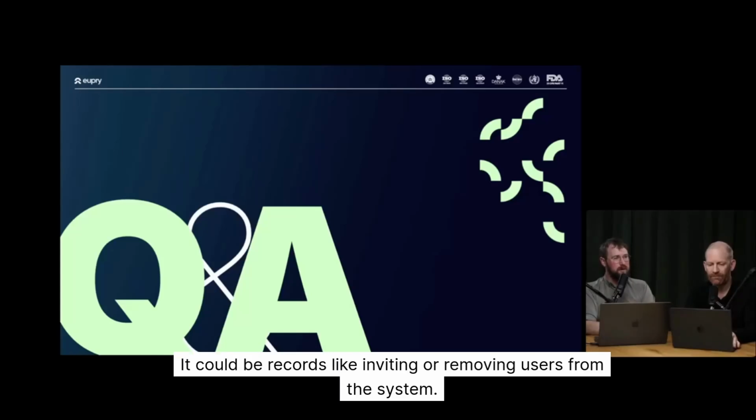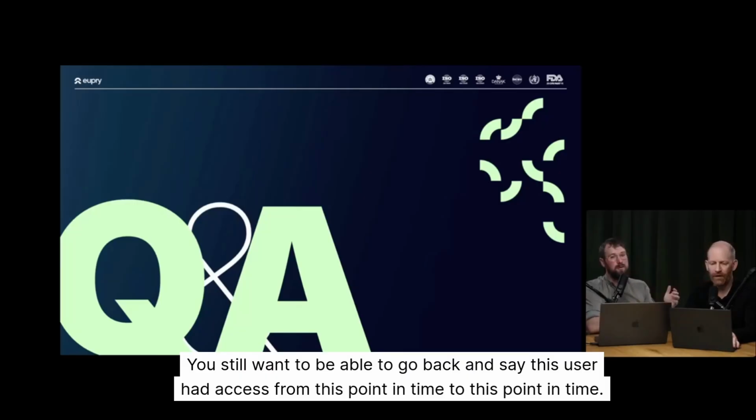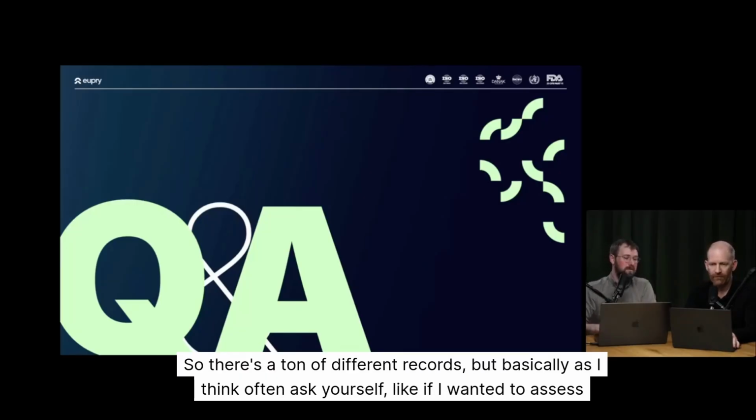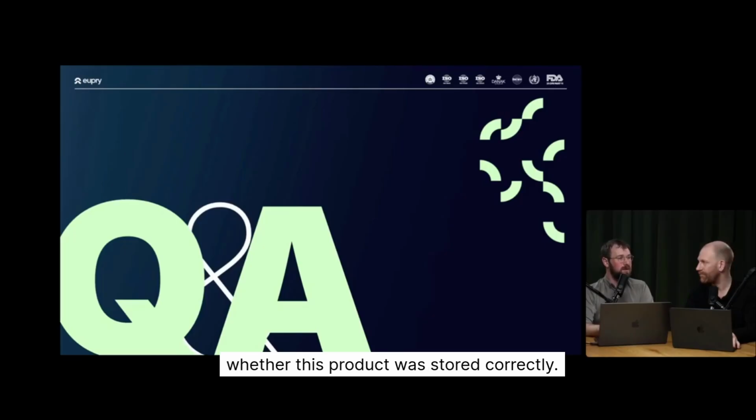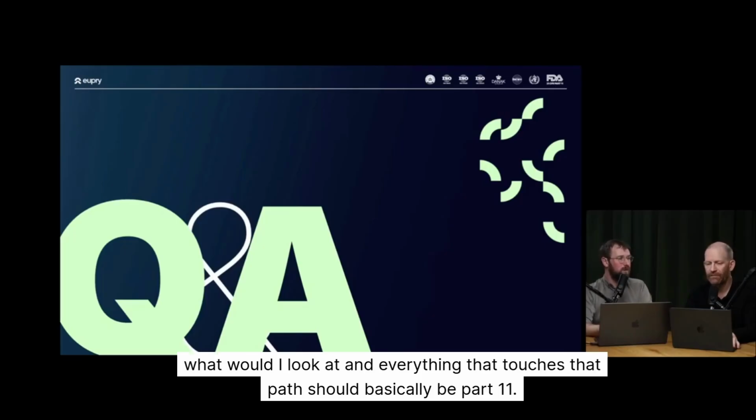It could be records like inviting or removing users from the system. You still want to be able to go back and say this user had access from this point in time to this point in time. So there's a ton of different records. But basically, ask yourself: if I wanted to assess whether this product was stored correctly, what would I look at? And everything that touches that path should basically be Part 11.